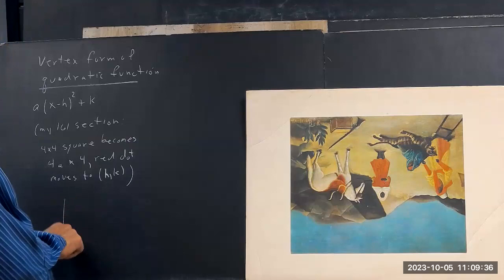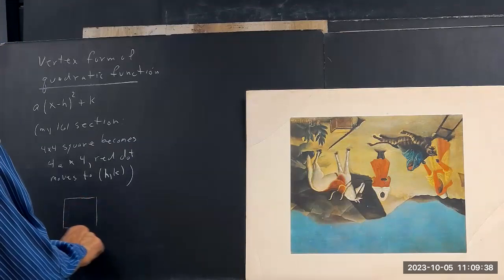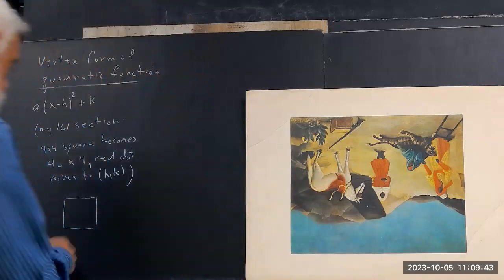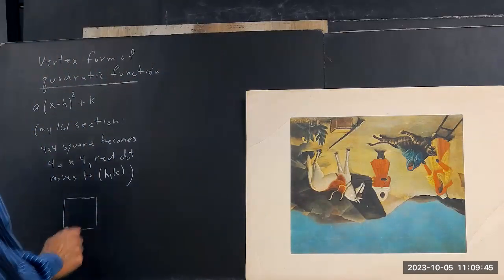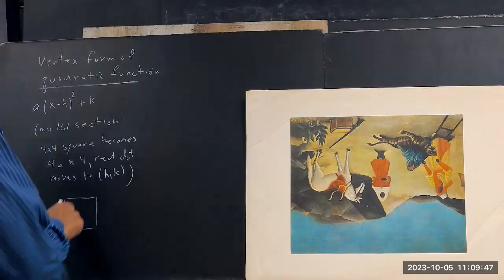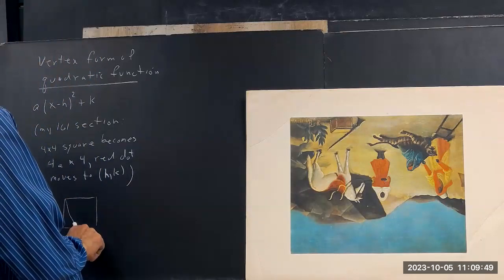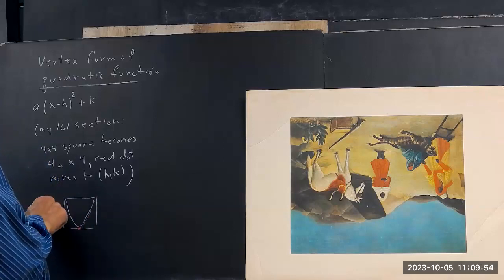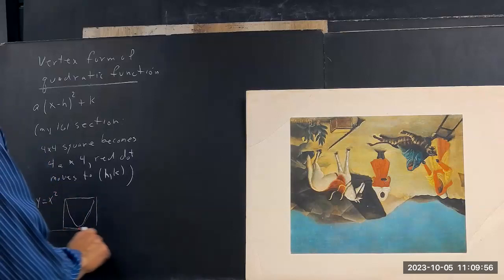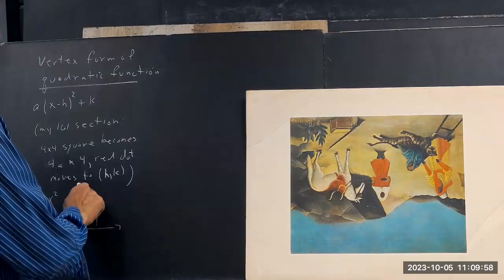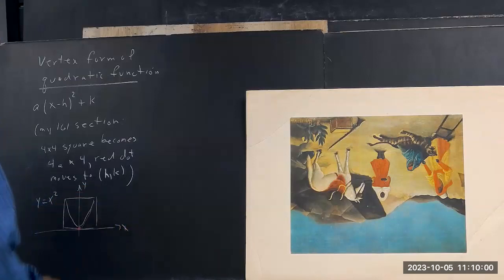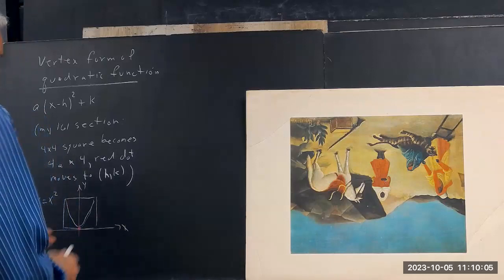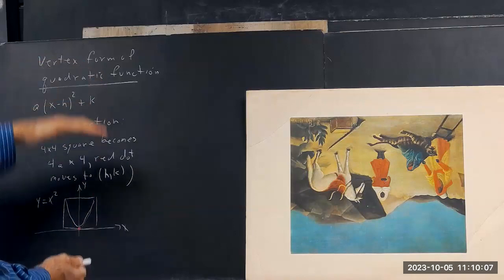You've got a 4 by 4 square here. And we've got our basic y equals x squared parabola in here. It's the x-axis here and the y-axis here. We transform it by making the square taller or shorter.